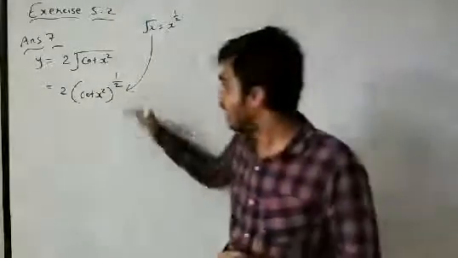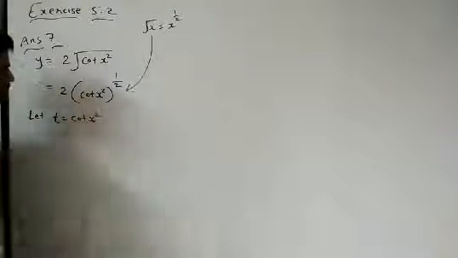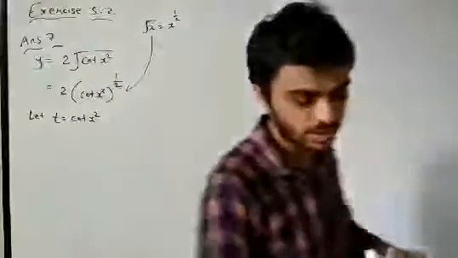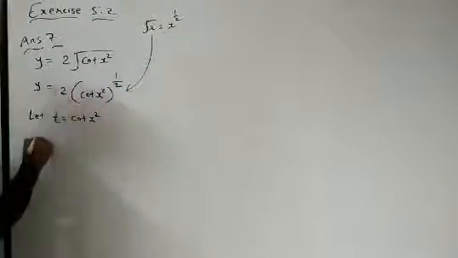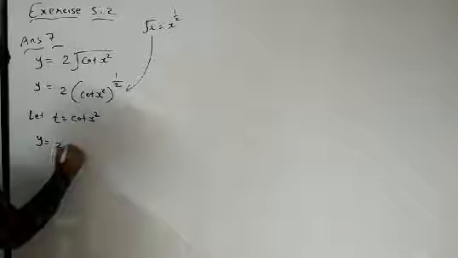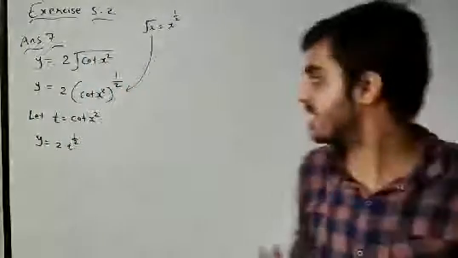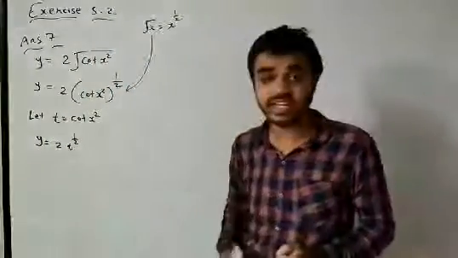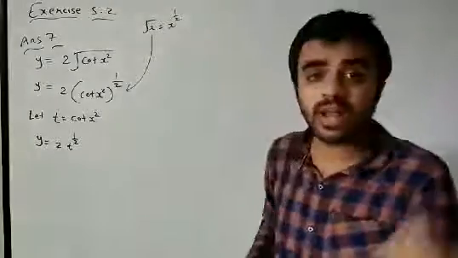Now after this, what you are supposed to do: let us assume let t is equal to cot x square. What we have done is let t is equal to cot x square. So what will happen, our function will become y is equal to 2 times t raised to half. Now it looks somewhat easy, but this t has come here. Now that t came, first of all, yes, we want to find dy by dx, right?